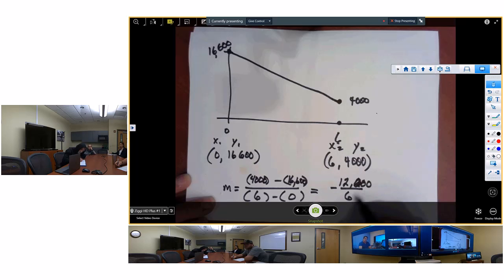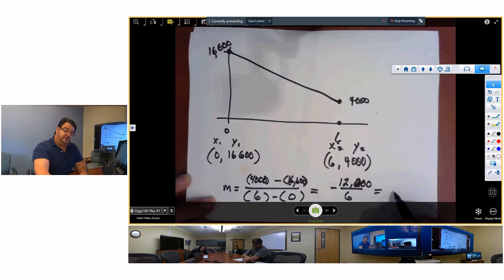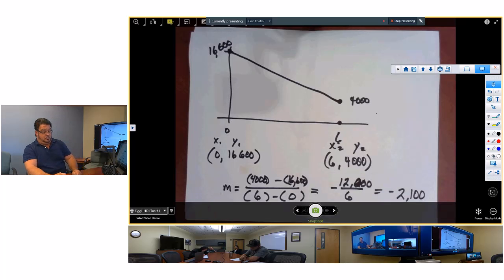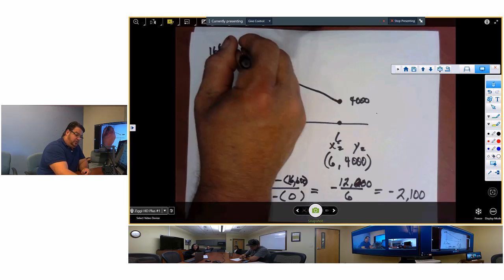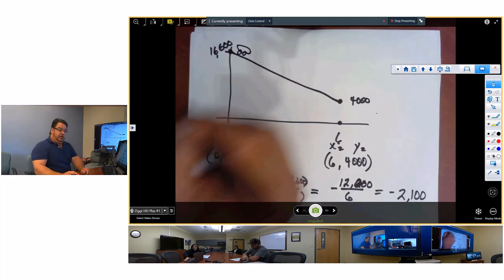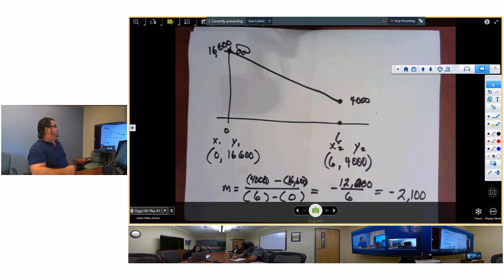And that's, of course, what? Negative 2,100. So pretty much at the end of each year, you're depreciating $2,100. Because 2,100 is the what? Slope. And the negative means you're going from left to right, what? Downhill. That's what the little car is.